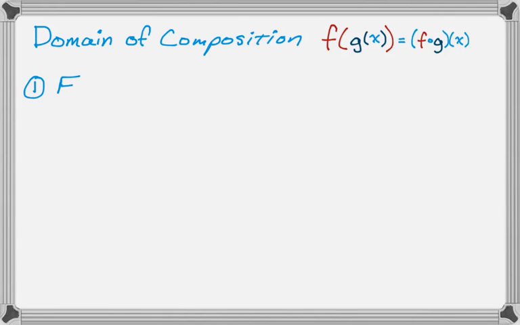So the first step is that you want to find the domain of g. The domain of g is going to be the absolute biggest possible domain for the composition.